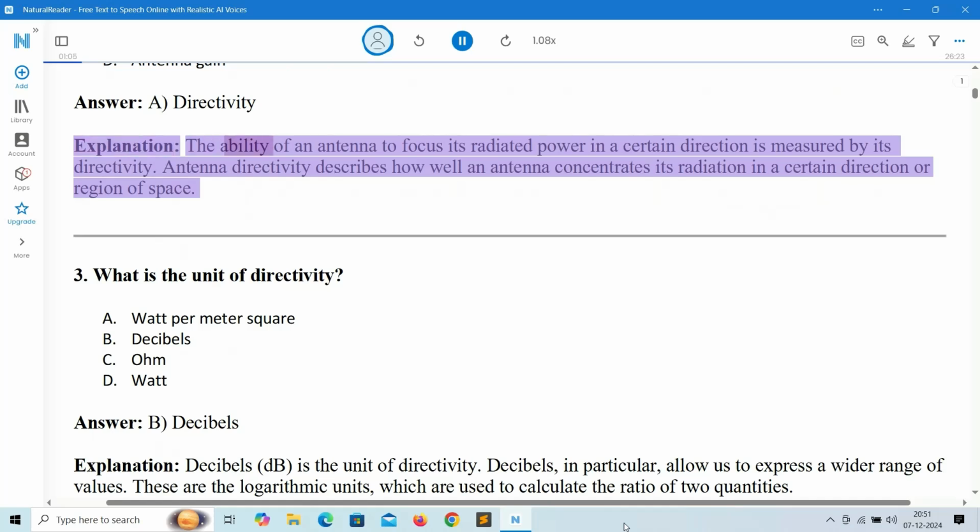Explanation: the ability of an antenna to focus its radiated power in a certain direction is measured by its directivity. Antenna directivity describes how well an antenna concentrates its radiation in a certain direction or region of space.